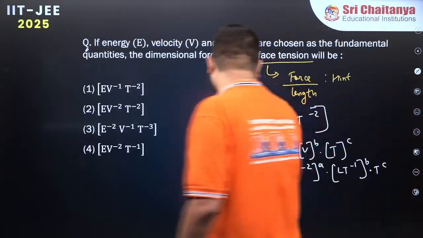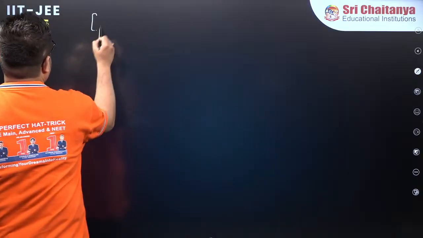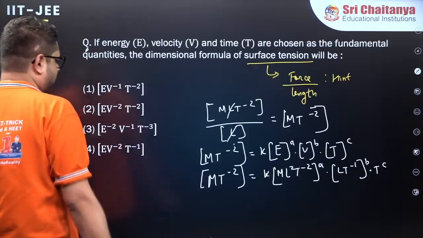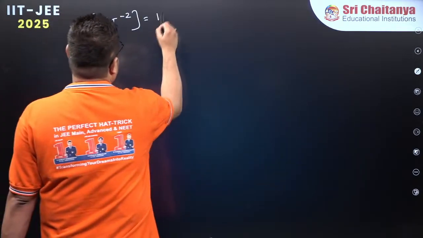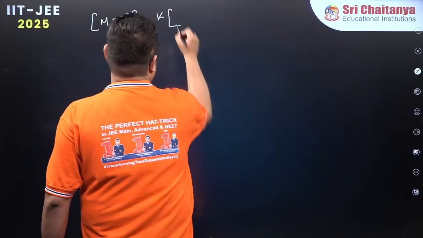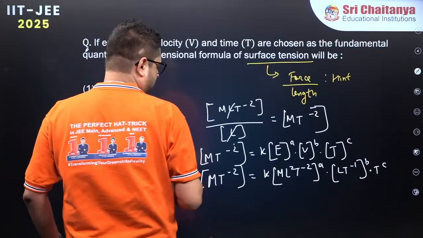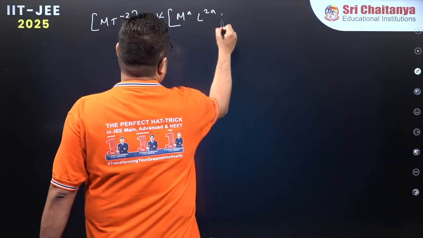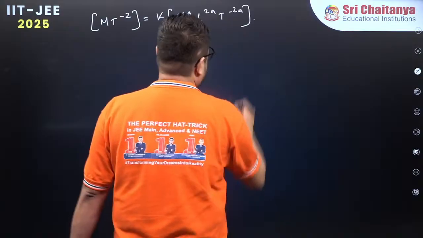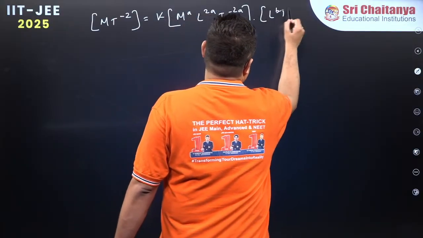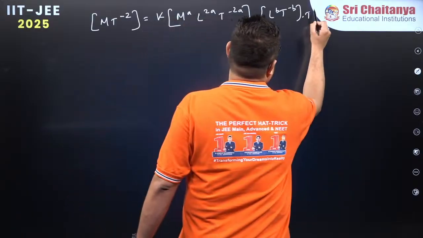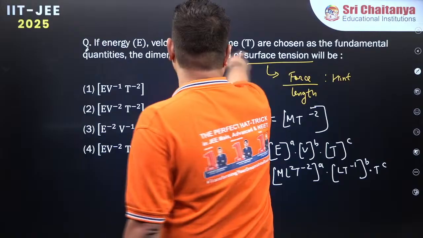So the next step is, you can write it down like this. MT^-2, which is the dimensional formula for surface tension, is going to be equivalent to K. Forget K right now, but you can incorporate this A, everyone. M to the power A, L to the power 2A, T to the power minus 2A. Incorporating the powers. Over here I will have L to the power B, T to the power minus B, multiplied by T to the power C. That's what they said: energy, velocity and time.